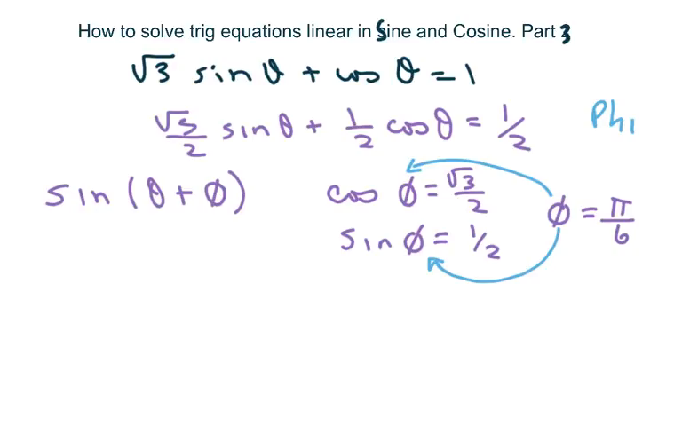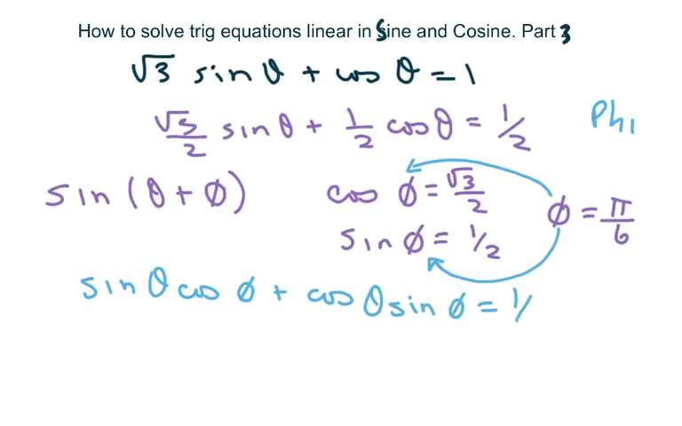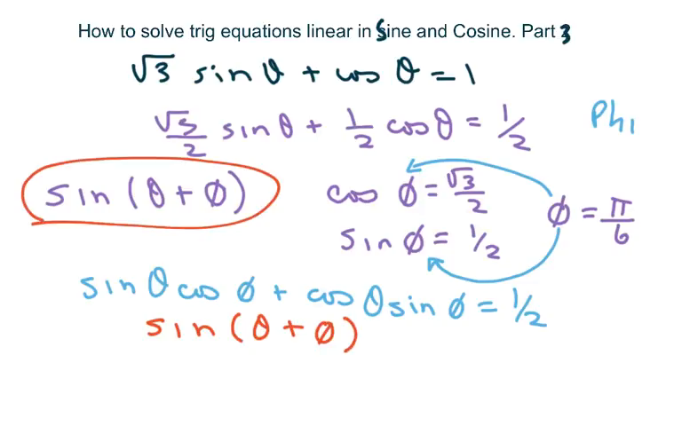So what I can do now is write this as sine of theta cosine of phi plus cosine of theta sine of phi equals 1/2. And when you reduce this, we're just going to use this to write this as sine of theta plus phi. We want to do that. And it works because if you put pi over 6 in here, then you're going to get this answer.